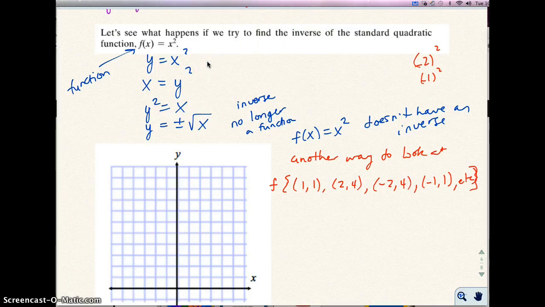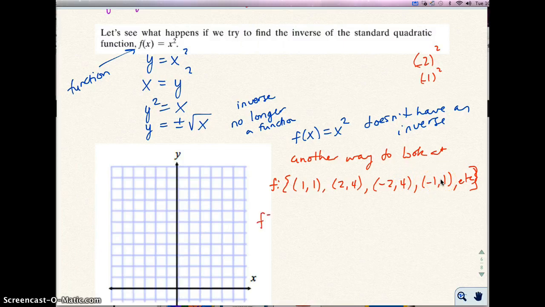Well, that is a function because when I input 1, I only get 1 out. There's nothing else that would give me another output. I put in 1, I only get 1 as an output. I put in 2, I only get an output of 4. Put in negative 2, I only get an output of 4. Put in negative 1, I only get an output of 1.